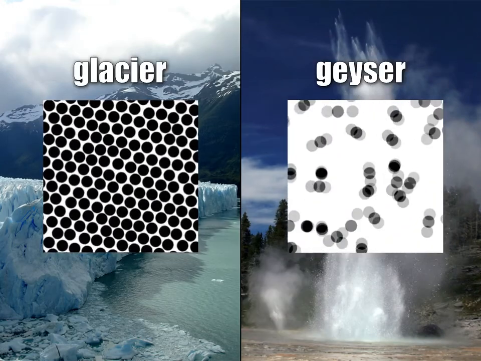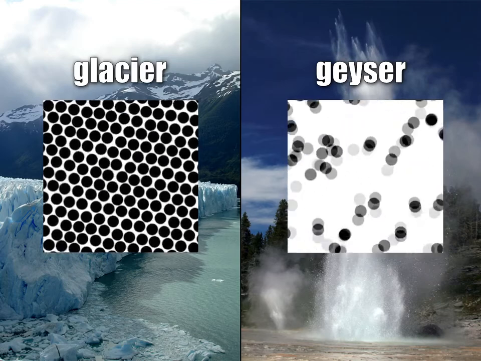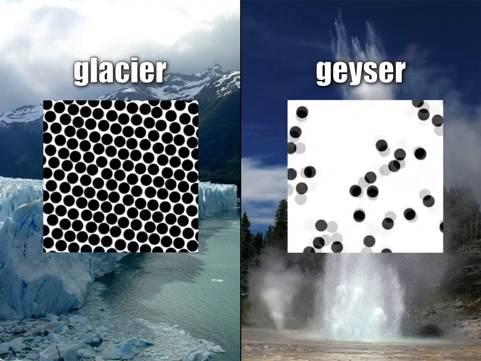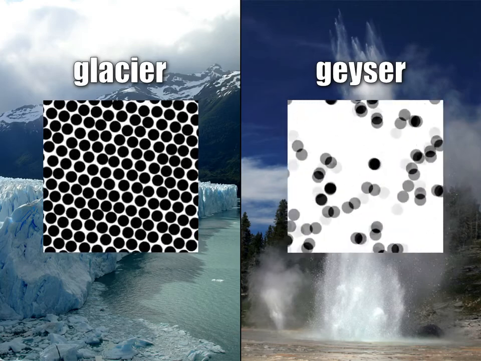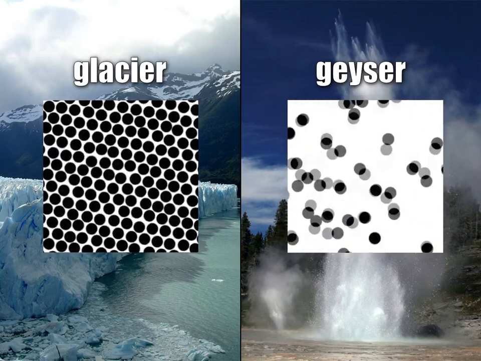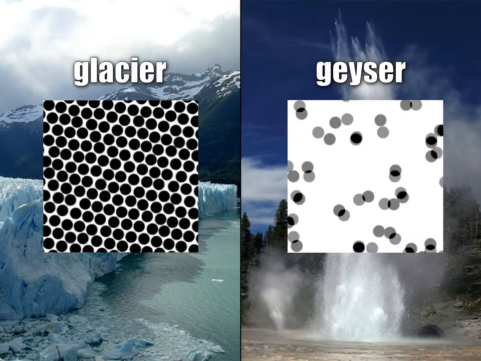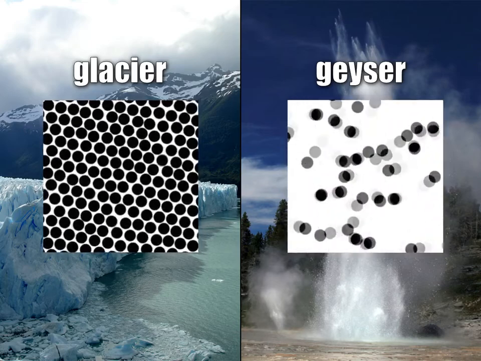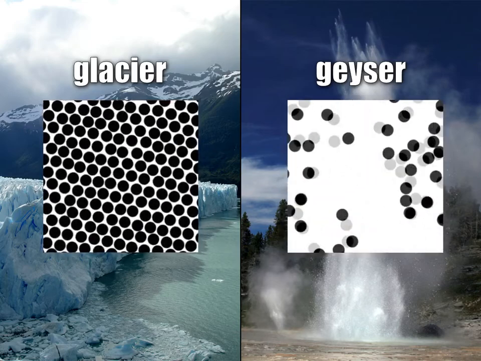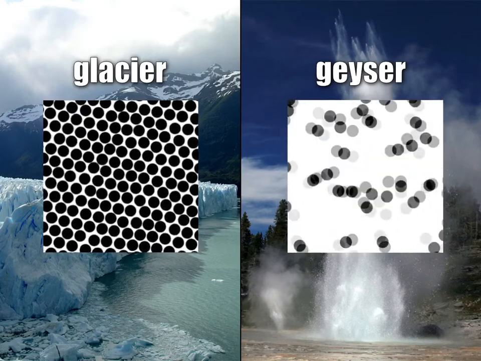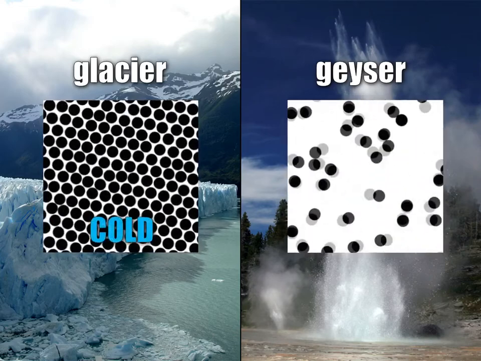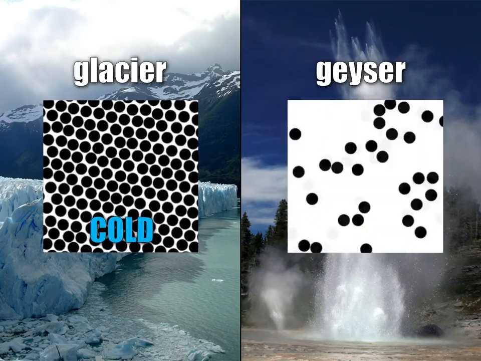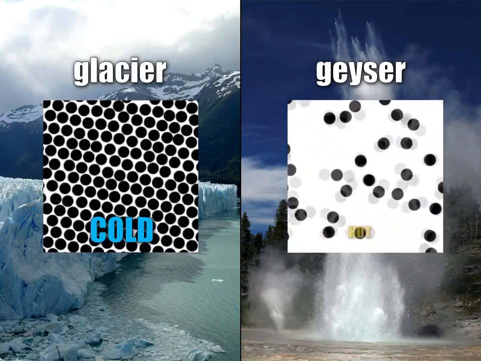Let's check your understanding of the difference between temperature and internal energy. First, we'll begin with temperature. Between the glacier and the geyser, which has a higher temperature? In order to answer this question, we need to look at the average molecular kinetic energy. In other words, we need to look at the speed of the molecules. Because in the glacier the molecules move slowly, we know the temperature is cold. In the geyser, the molecules move quickly, therefore the geyser is hot.